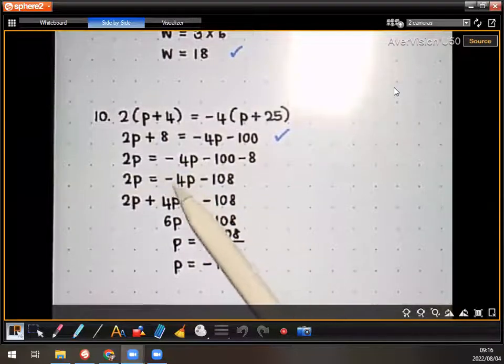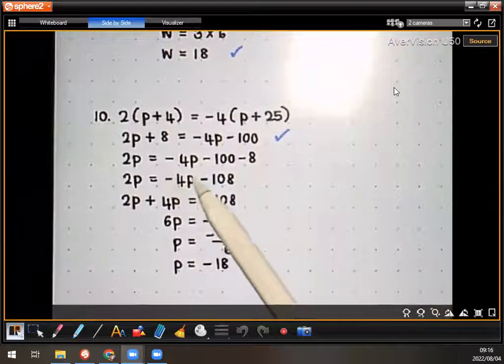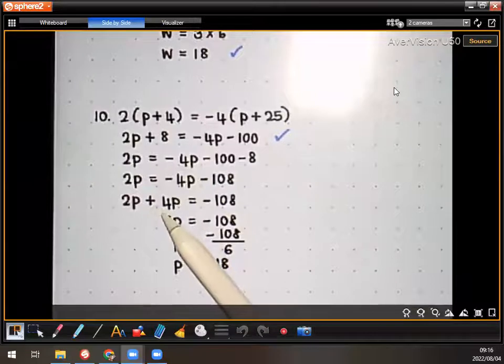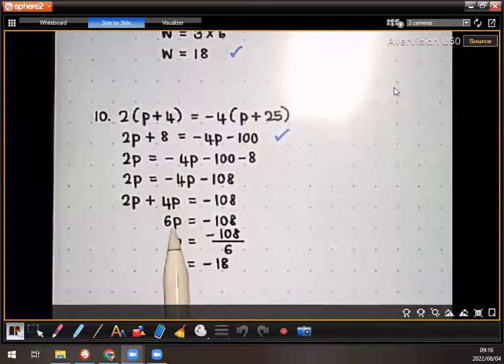What is the opposite of, because there's a minus in front of this 4p, this is subtracting 4p, right? What's the opposite of subtracting 4p? Adding 4p. We already have a 2p there, plus 4p is 6p, and that is equal to the number that was in negative 1. Now here I'm multiplying by 6, so I have to divide by 6. Negative 108 divided by 6 is negative 18.